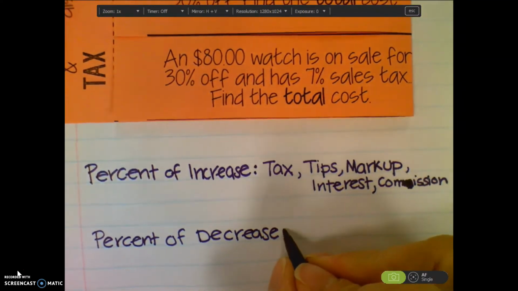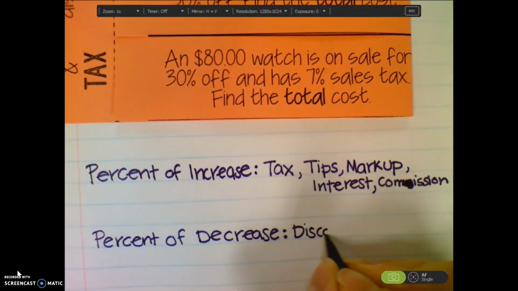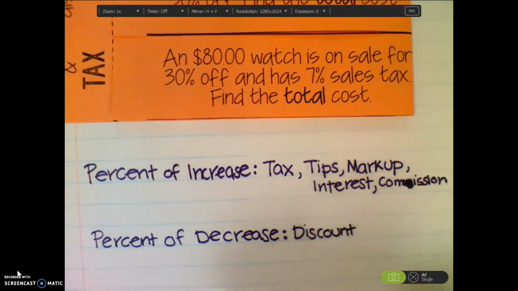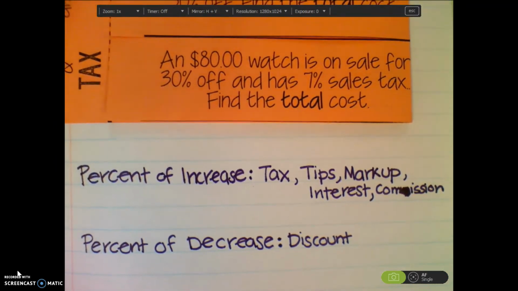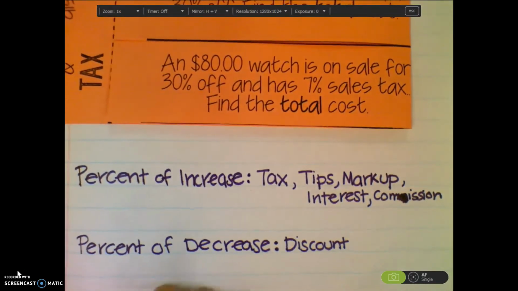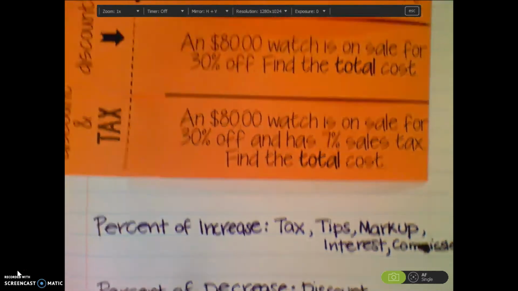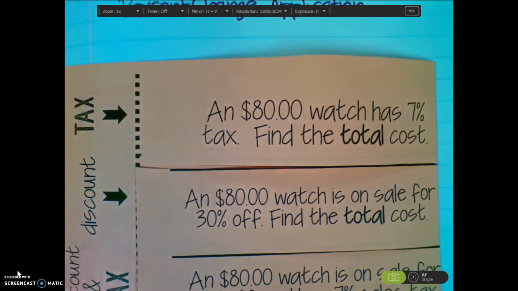Now for percent of decrease, the one we're going to list right now is discount as like a general one where it's always going to be a percent of decrease that would apply. And if we come up with any more as we go along, we'll add those in. But we'll come back to this in a minute. But what we want to start with here is some examples. So it says an $80 watch has a 7% tax.